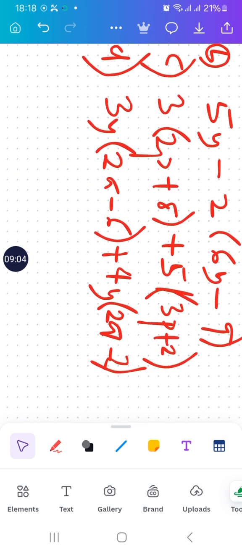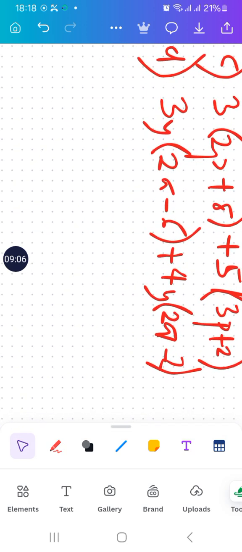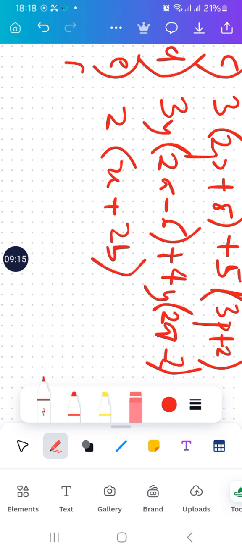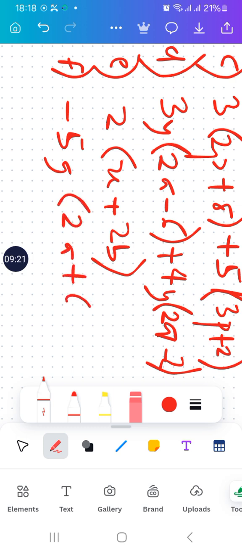And I think we should add one more. Let's see whether we can still recall what we have done previously. E: 2 into bracket x plus 2b. And F: minus 5g into bracket 2a plus 6.